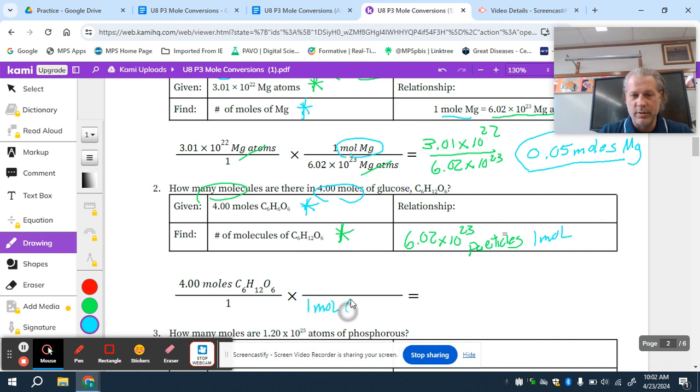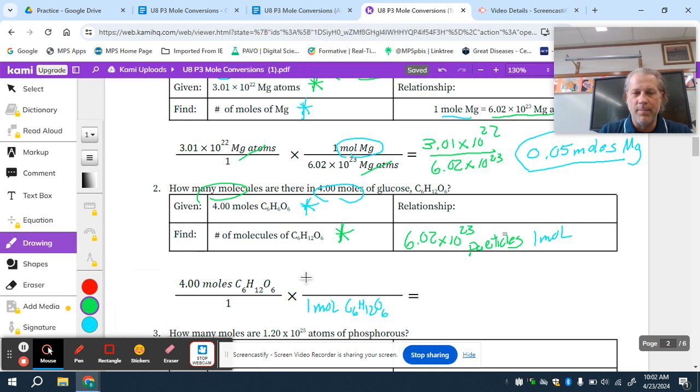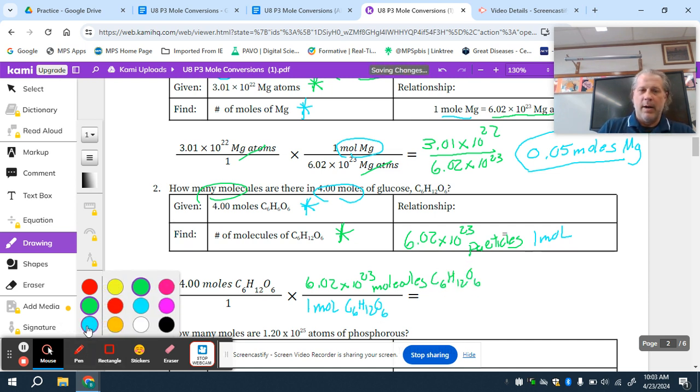of glucose, C6H12O6, on the bottom, and I'm going to put my number of particles, which is 6.02 times 10 to the 23rd. In this case, particles is going to be molecules of glucose. So that would be C6H12O6. Now, in this problem, if we multiply straight across, it's going to be 4 times 6.02 times 10 to the 23rd. And if we multiply straight across the bottom, it's going to be 1 times 1.